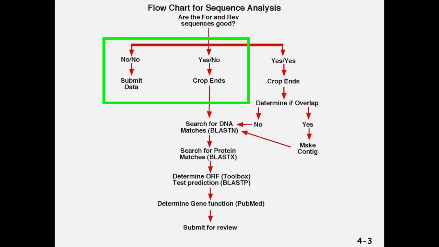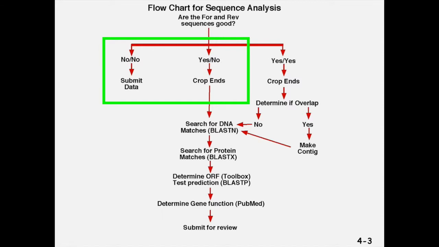Just a review of where we are in our analysis. Right now we're determining, once we get our forward sequence, we used to have forward and reverse, but now we're just working with forward sequences. When we get our forward sequences, if they are of good quality, then we move on and we crop the ends. We're cropping out the regions of the vector. Remember that when we sequence, we don't sequence just the gene of interest, we actually sequence outside of that region in the vector.